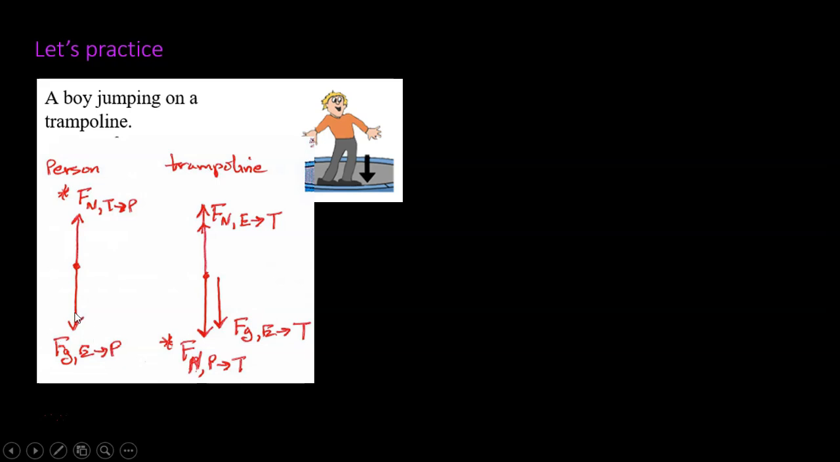So the forces are not equal in strength and they're not opposite in direction. And if we look at the third criteria, it doesn't satisfy that either, because in this force that we're calling the action force, the two objects are the earth and the person. And over here, this gravity force involves the earth and the trampoline, so different objects. That's the process you use to try to identify action-reaction pairs.